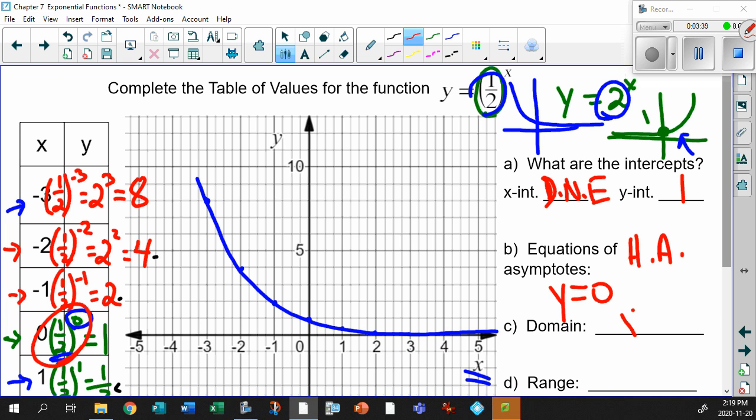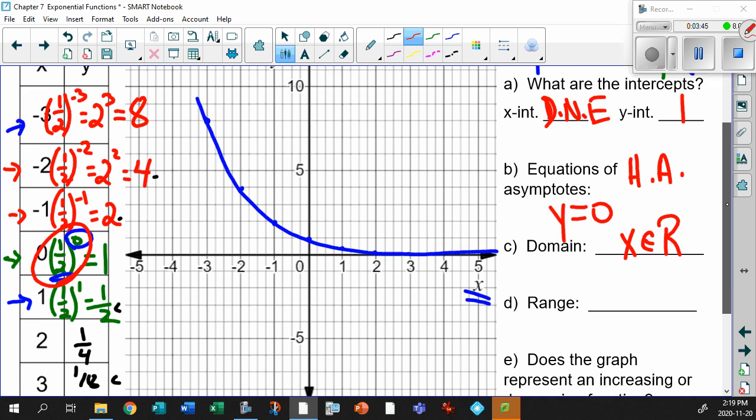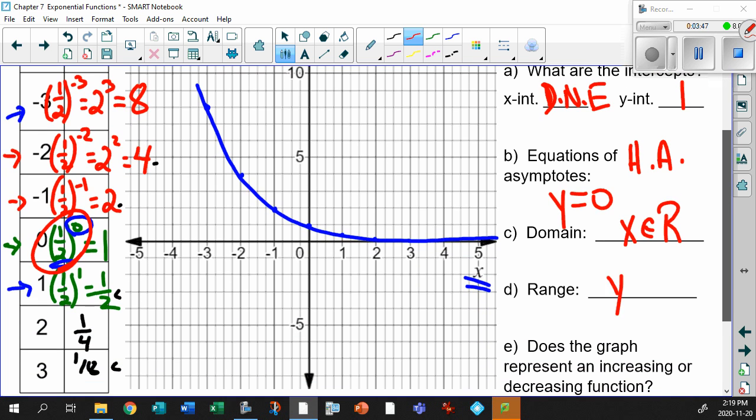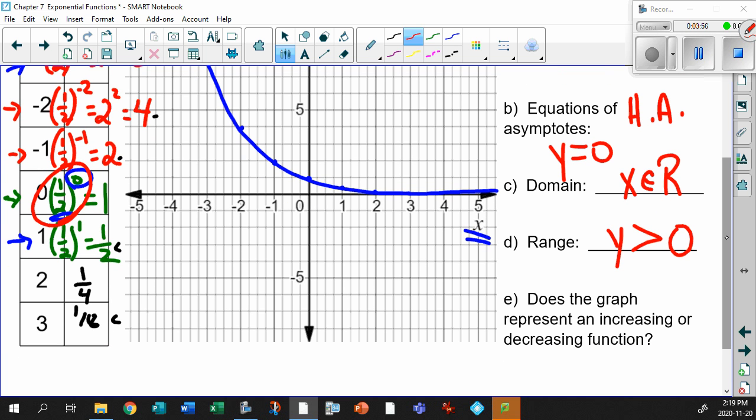Domain: x can be anything you want it to be. Pop any number into the exponent, you're fine. But what's important to realize is the range has to be greater than that asymptote. It's still above the x-axis. Does this represent an increasing or decreasing function? Remember, you read it left to right. You tell me what's happening. I think it's getting down. So it's obviously a decreasing function.